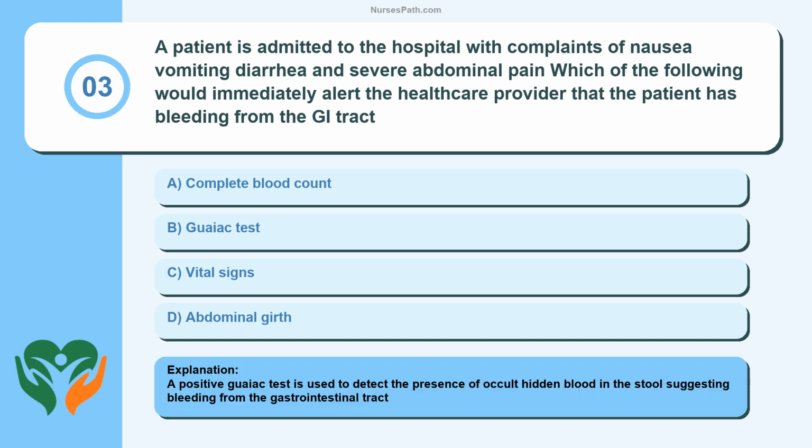A positive Guaiac test is used to detect the presence of occult, hidden blood in the stool, suggesting bleeding from the gastrointestinal tract.